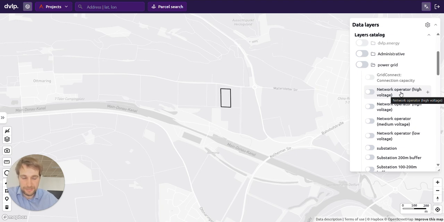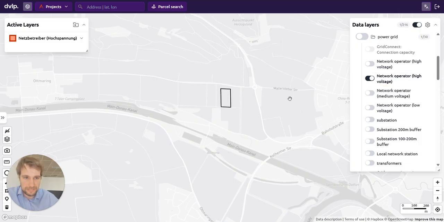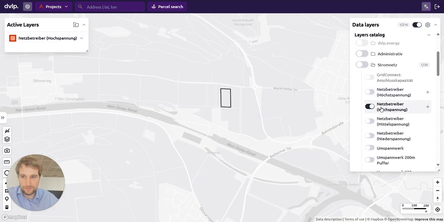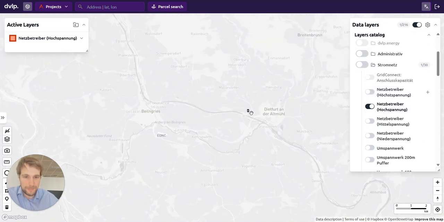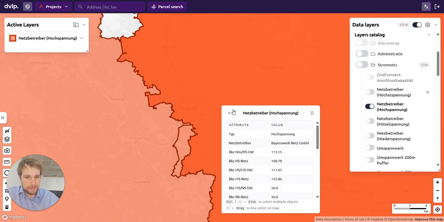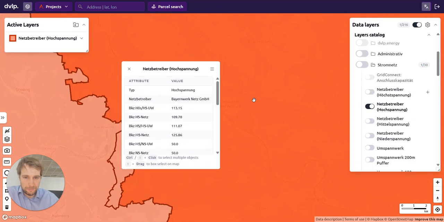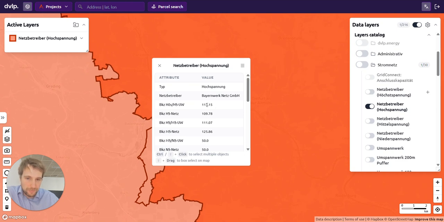All right, and we're starting with a very high-level assessment of the local grid operators and in this case also the local investment cost. So here in the very top you'll find the different grid operators in the different voltage levels. In this case we wanted to look into the high voltage level. And there we are. So here we are in the grid area of Bayernwerk Netz GmbH, which is the largest one in Bavaria.